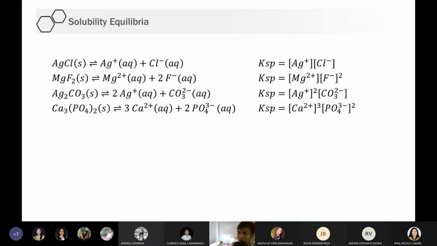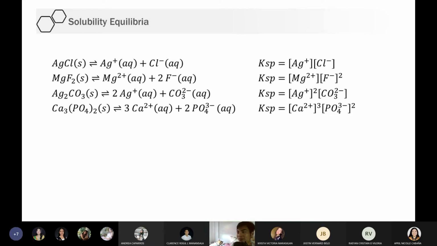Again, pag sinabi natin solubility equilibria, this describes the dissociation of our precipitates into ions, di ba?